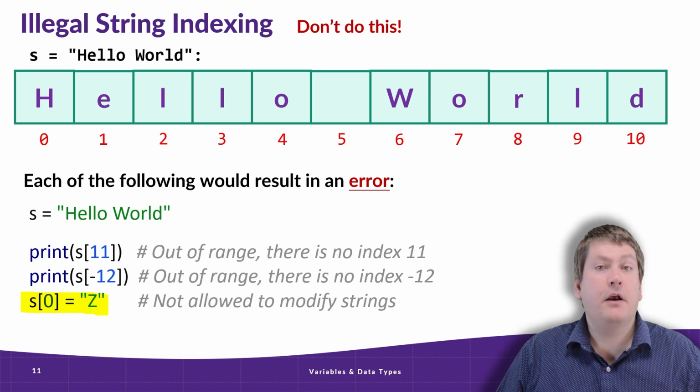Recall that strings are immutable, meaning that we can't modify them after they are created. This line is attempting to modify the value of the character at index 0, which is not allowed and would result in an error. We can make copies of the string, but we can't edit them.